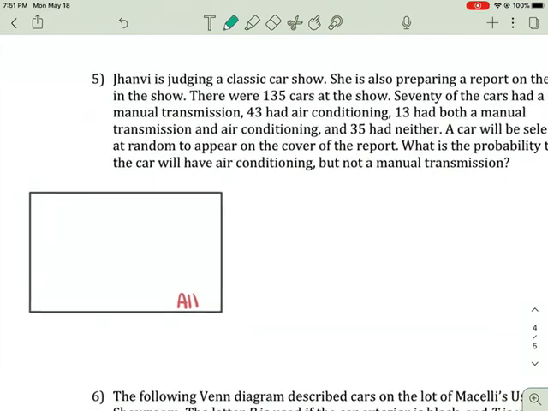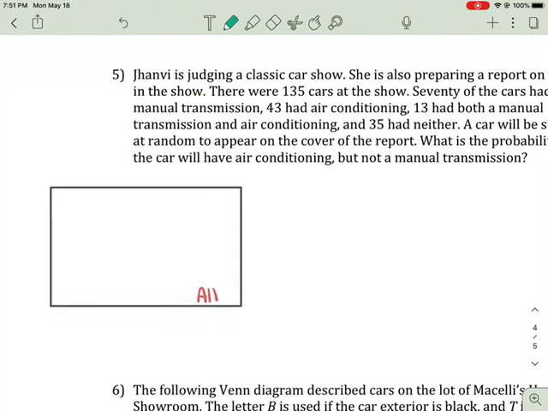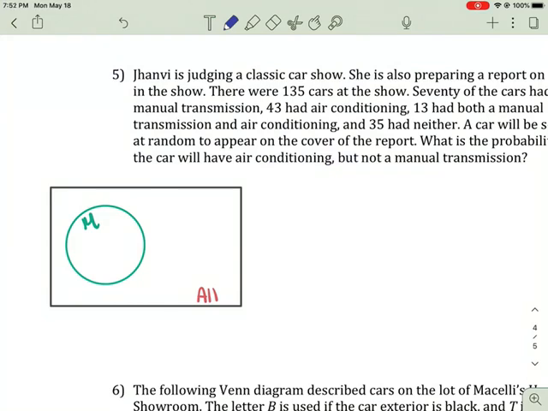We have cars with manual transmission, 70. So I'm going to draw a circle with manual transmission. Okay, and this is going to be our manual. Then I'm going to draw another circle that has air conditioning. And I'm going to intersect both of those because some of them have both.